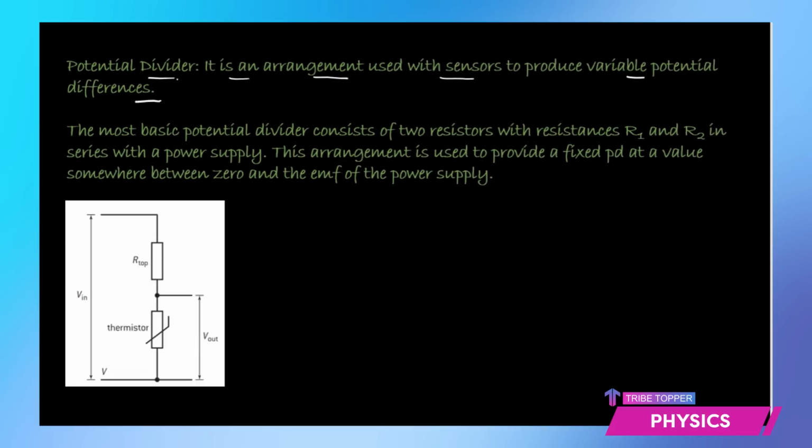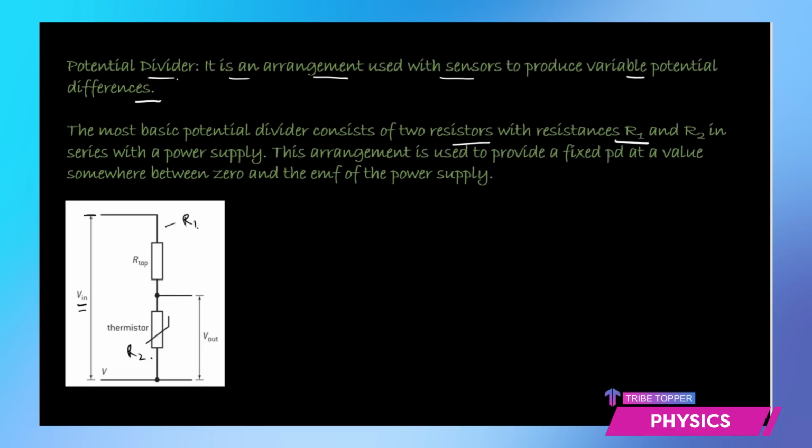So the most basic potential divider actually consists of two resistors. One is the resistance R1, which is fixed, and R2, which is a variable one. These two are connected in series with a power supply. So as you can see here, there is a V input as the input voltage, and it is supplied to these two resistors R1 and R2 connected in series, where R1 is a fixed resistor and R2 is the variable one. So this arrangement is used to provide a potential difference somewhere between 0 and the EMF of the power supply. So whatever EMF we have supplied, it should be able to provide us a potential difference equal to that.